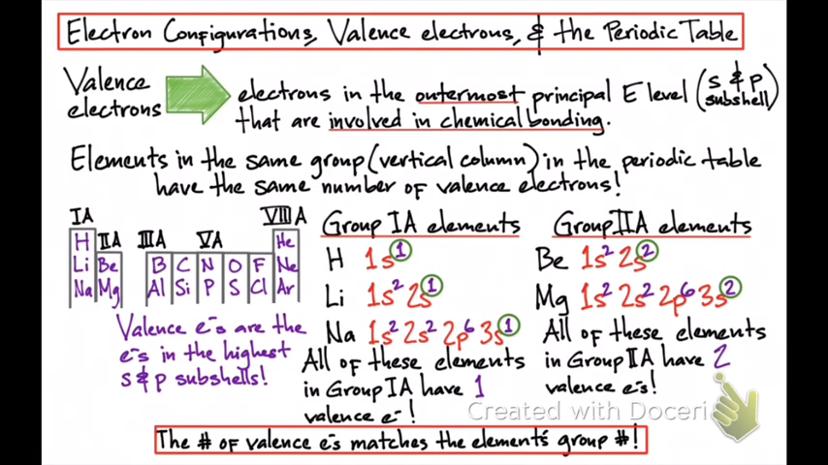The main point in this slide is that the number of valence electrons matches the element's group number, with only one exception, which is helium. We know that helium is a group 8 element because it's a noble gas. But because helium only has 2 electrons, the maximum number of valence electrons for helium is 2.